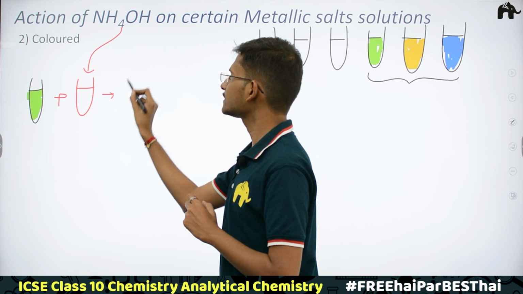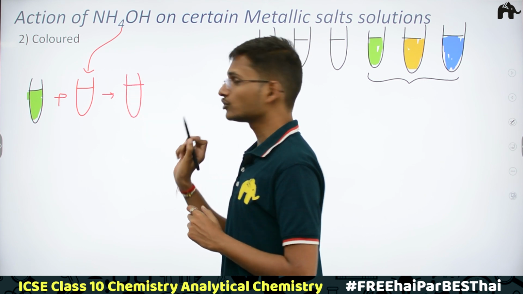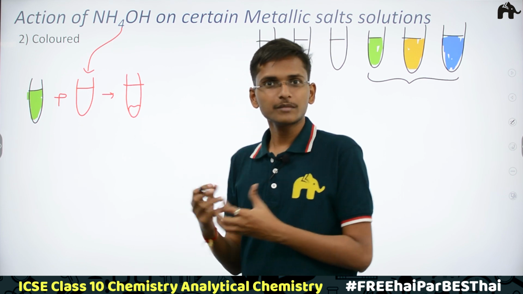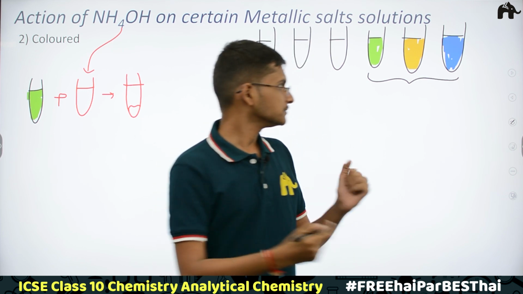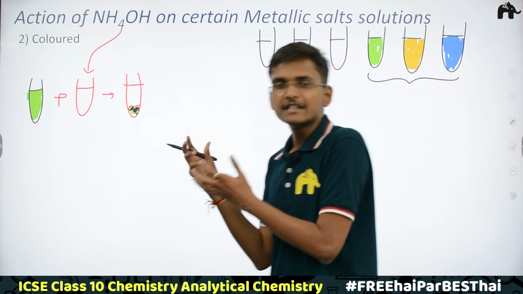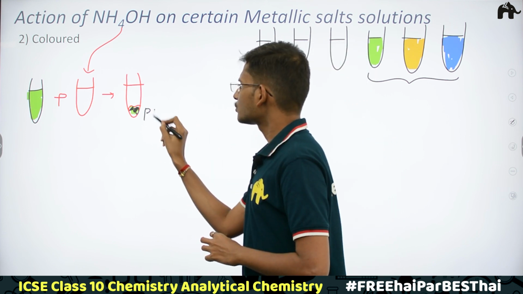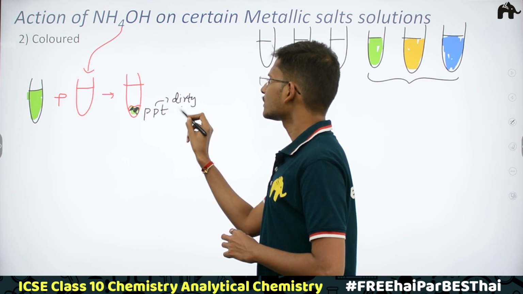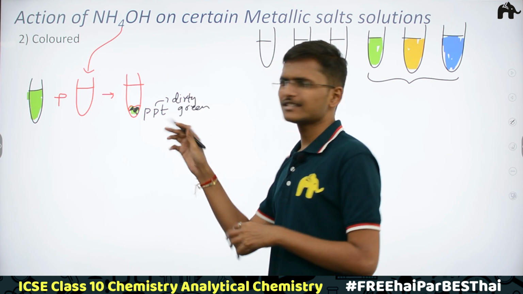What I'm going to get is a colorless solution and a precipitate. But this precipitate is of some different color, okay? Interesting color. See, it's of dirty green color, okay? So, precipitate is of dirty green, okay? Not nice green, okay? It has just like a blackish shade.